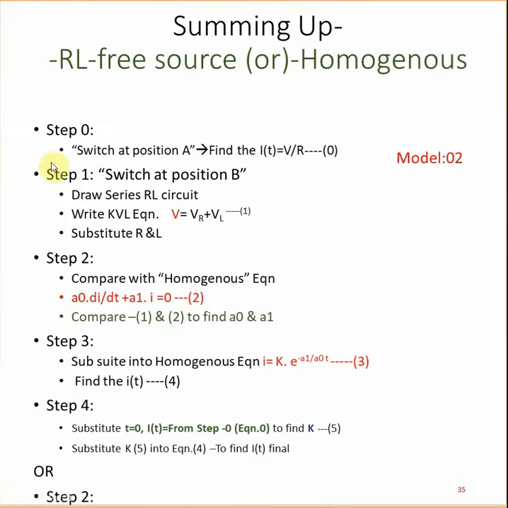Yes, this is model 2. Step 0, switch A is closed. Find the i value. That i value from equation 0 goes into step 4, where you substitute it for i of t. As usual, k can be found. That's all.